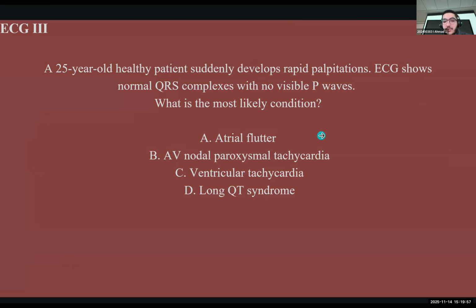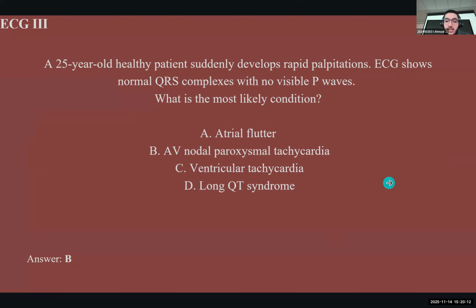A 25-year-old healthy patient suddenly develops rapid palpitations. ECG shows normal QRS complex with no visible P waves. What is the most likely condition? MashaAllah, you guys are perfect. It is B. Yes, that is correct.